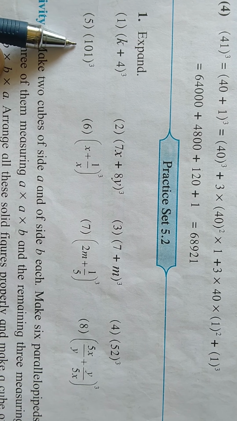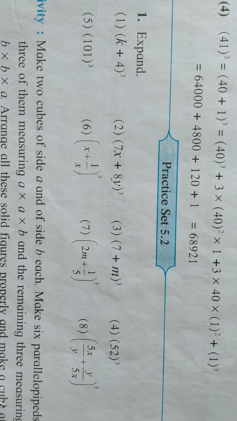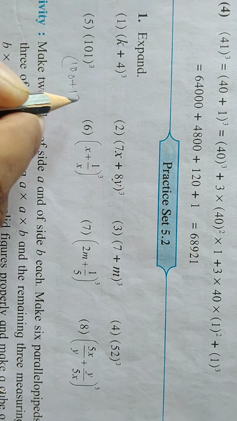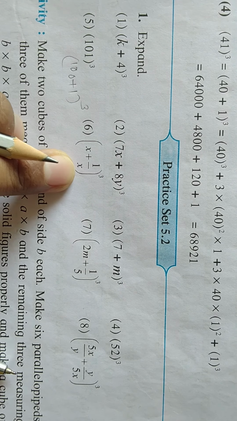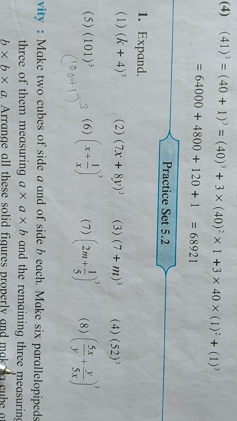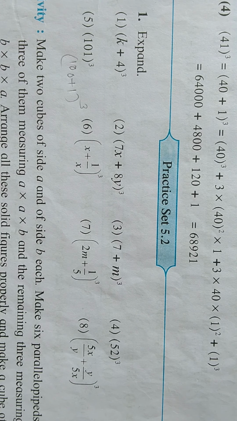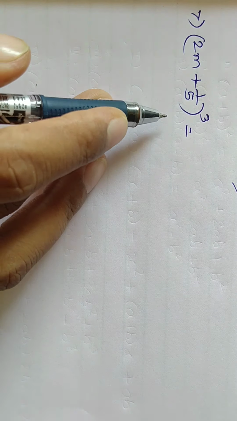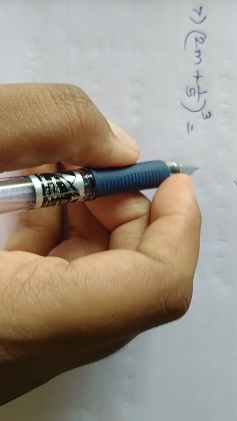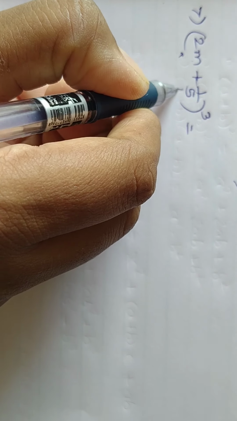Now see this one, fifth question, 101 cube. You can solve this like this: 100 plus 1 cube using same formula. Again these fractions are there. From this one I will solve and show you. Seventh one I will solve for you. See this one, way of solving is same. Using same formula you have to solve. Just fraction is there in this. First term is 2m, that is a. Second term is 1/5, that is b.